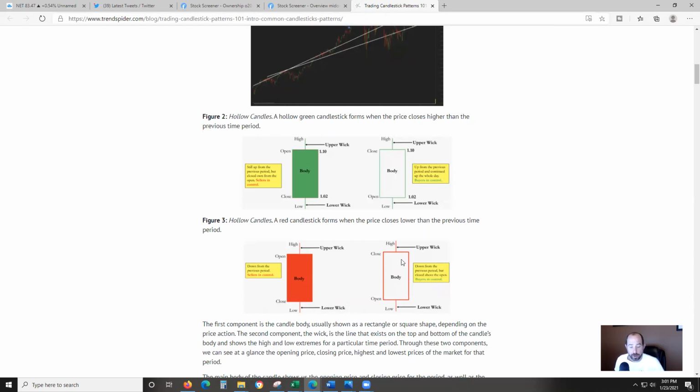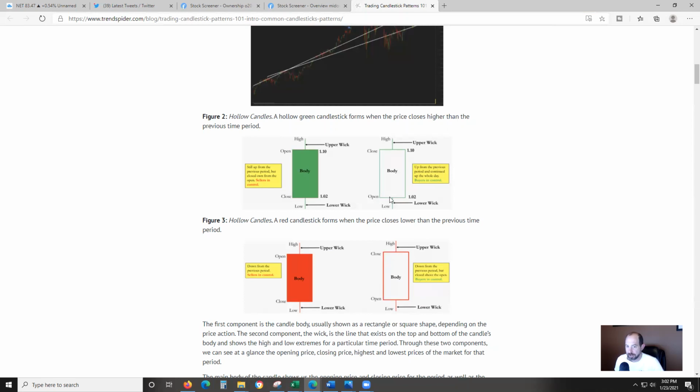And the hollow red candle, actually I like to see those also, because it opened lower, and then the buyers came in and it closed higher than the open. That shows, at least to me, that there is some support for this particular position. And so I really like these candles. Now it still closed down for the day on this candle, but I like it because I think, on a psychological point, the buyers stepped in.